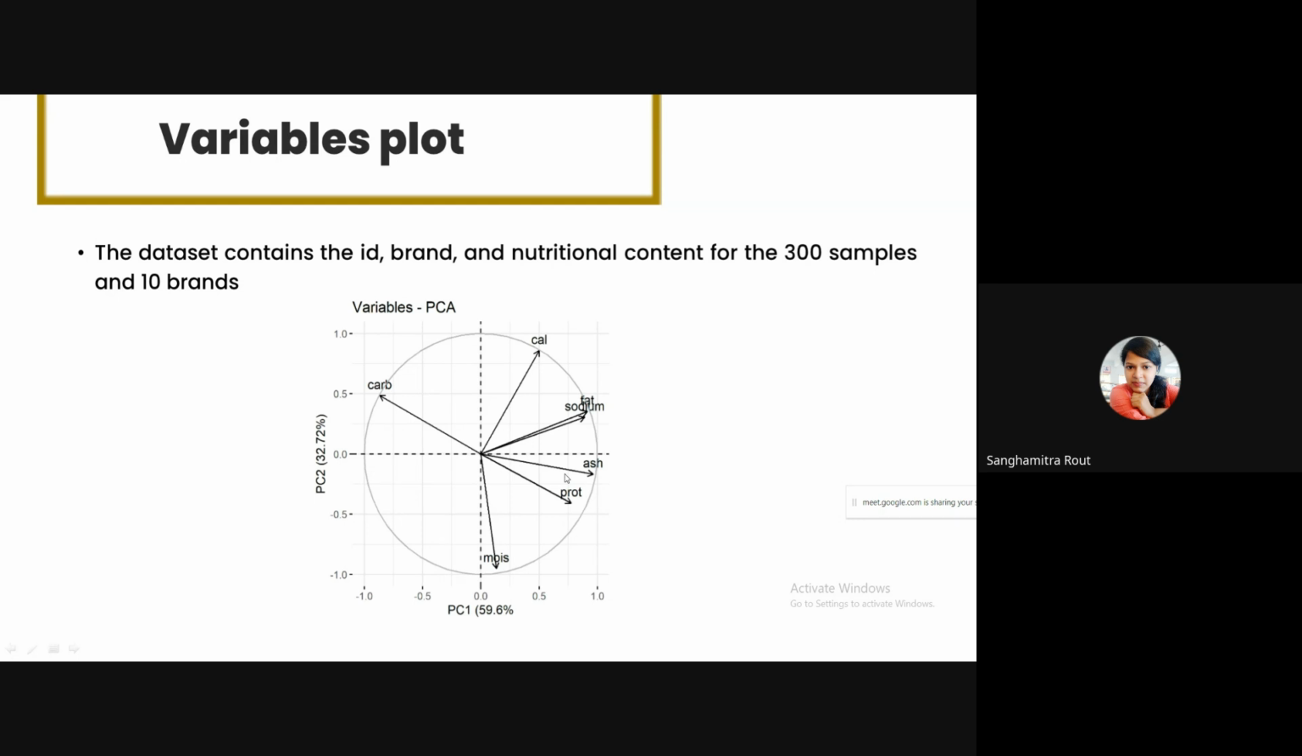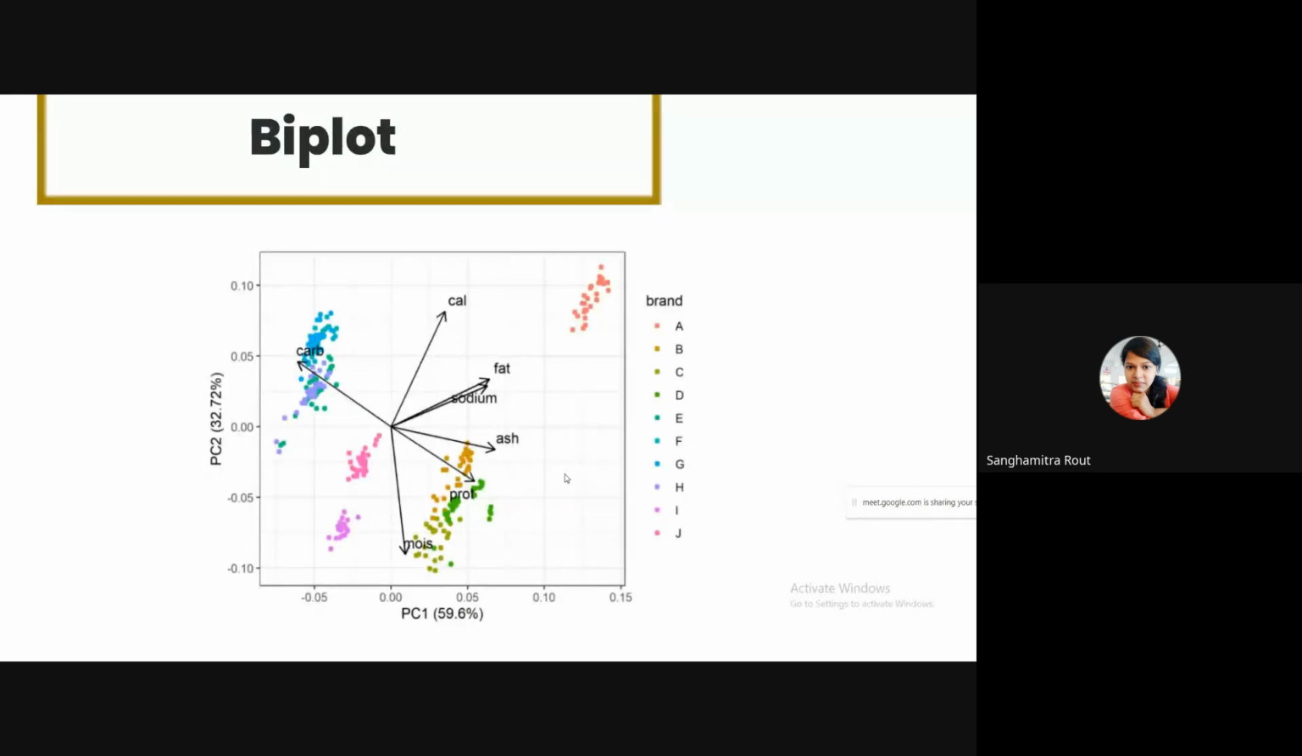Okay. Now it's time to use this particular inference in deciding which brand actually works best for you. Which brand is best for you? How can you decide that? So by looking at this particular biplot, we can conclude it in a much better way. So what is a biplot?